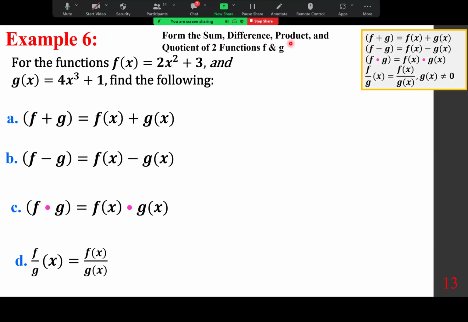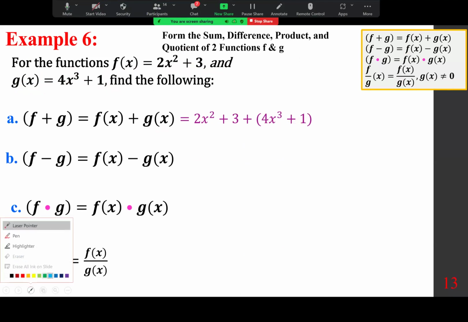In general form, the sum, difference, product, and quotient of two functions f and g. Here's the synopsis of how you do that. Example 6, for the function f of x equals 2x squared plus 3 and g of x equals 4x cubed plus 1, find the following. f plus g, by definition, is f of x plus g of x. We've seen it many times by now, so add these two. And as you can see, we like to put this in descending order. So this comes first, this comes second, 3 and 1 add up to 4. These two can combine.